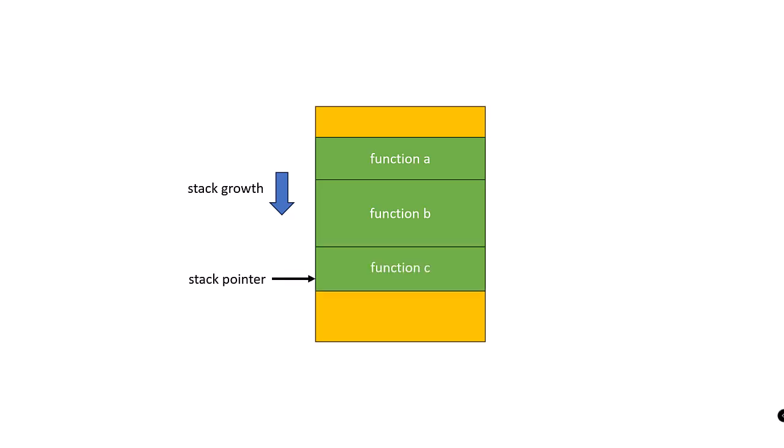The stack in many programming languages grows down. So we start with the scope of function A, we then add the function B, and finally the function C. A stack pointer tells us which function scope is currently active.